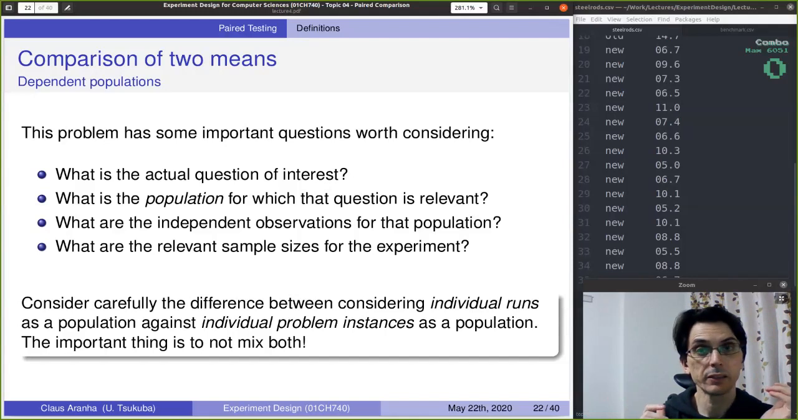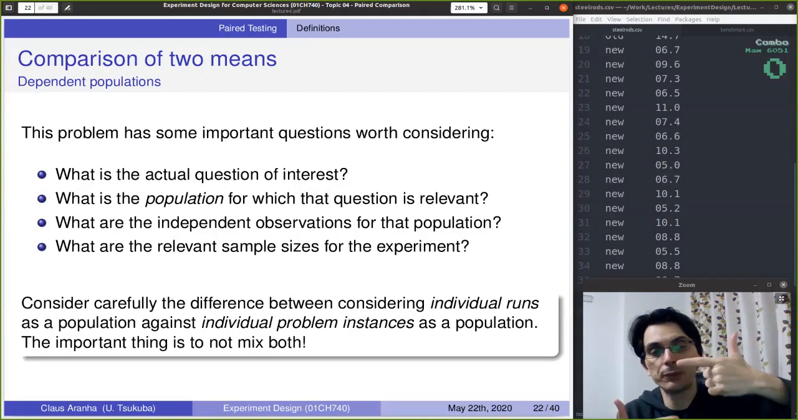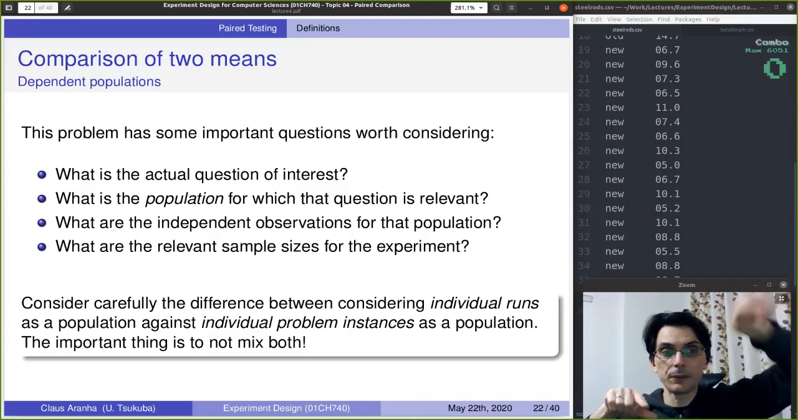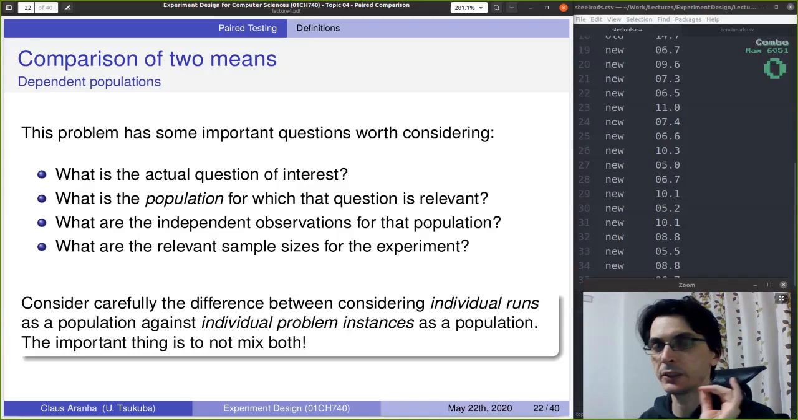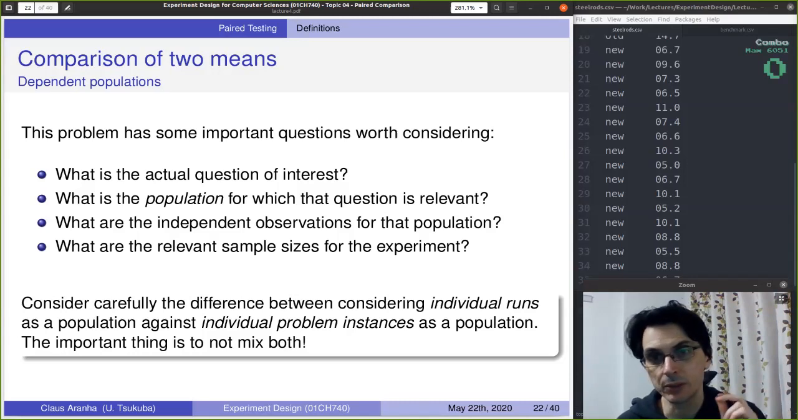Well, if we think about it, they are not, because the 10 observations that we run on problem instance 1 will be different from the 10 observations that we run on instance 2. Remember, if we run with a very big graph, it will be very slow. If we run with a very small graph, it will be very fast. So the observations here are different from the observations here. So the observations are not independent. Remember that one of the requirements for this test is that the variables are IID, independent and from the same distribution.